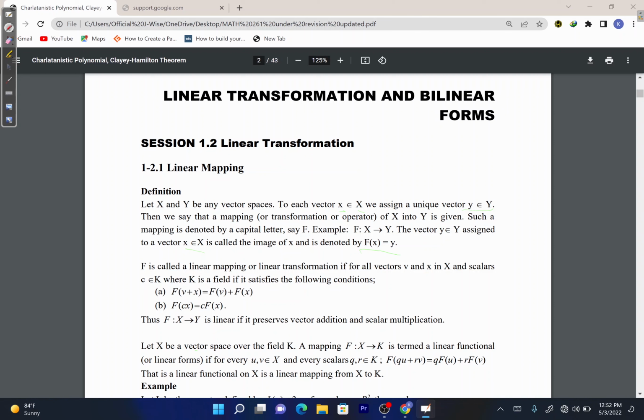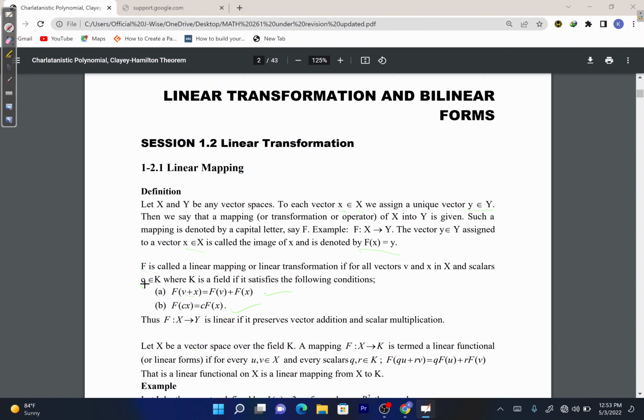Now, for a map f to be a linear map, it has to satisfy two conditions: vector addition and scalar multiplication. So we choose two vectors, v and x, such that f of v plus x is given by f of v plus f of x. That's vector addition. And you also choose another scalar, c, which belongs to K.